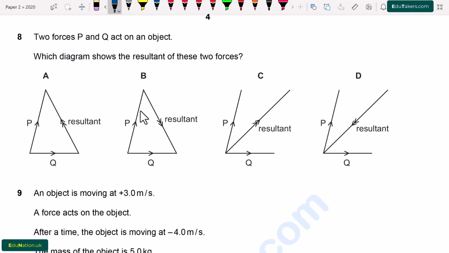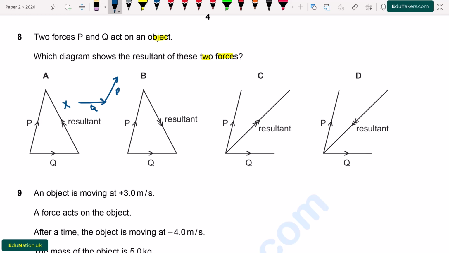Question number 8. Two forces P and Q act on an object. Which diagram shows the resultant of these two forces? So the forces are added by head to tail rule. Here I consider option A. If I say that Q is the first vector, then the second vector should be at the head of first vector. If this is Q, P should be at this position. But P is given on opposite side, so this diagram is incorrect.